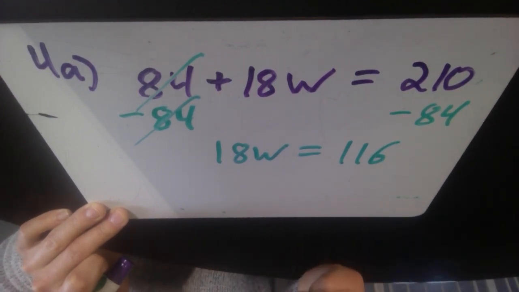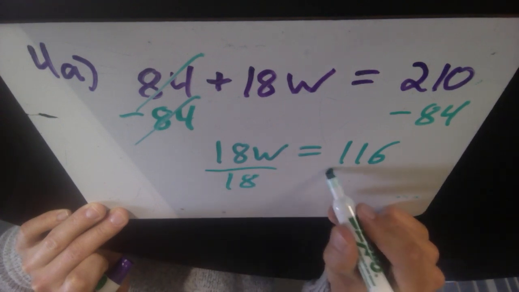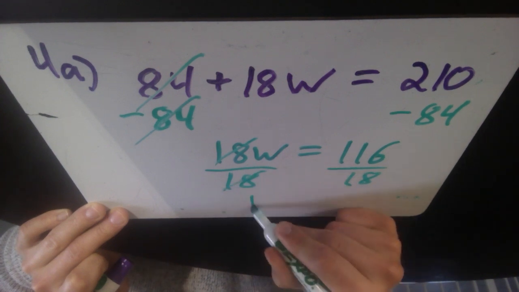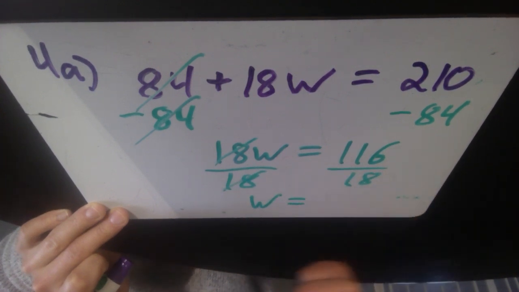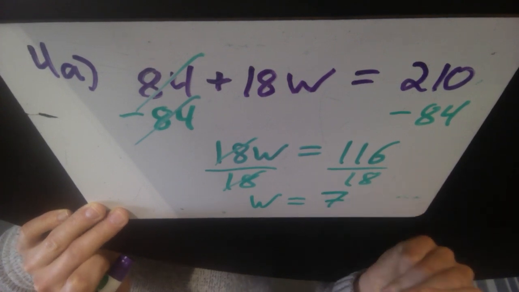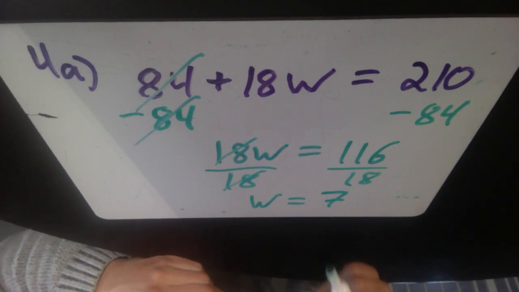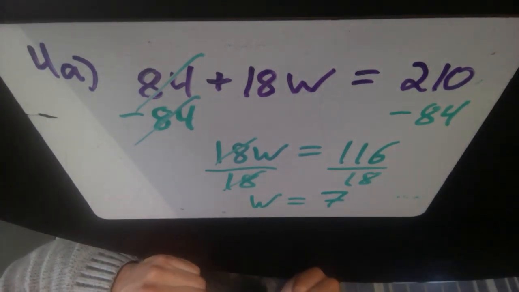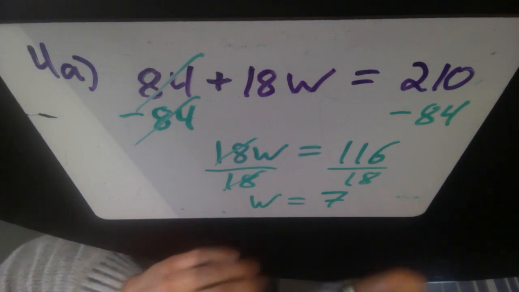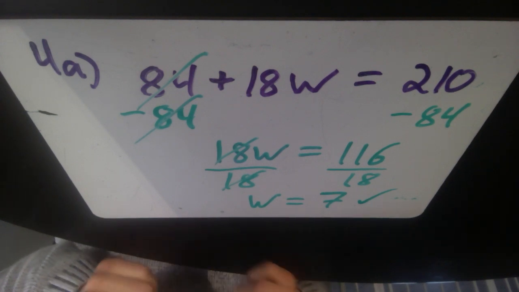Now, same thing I've done before. To get rid of this 18, I've got to divide by 18. Got to do the same thing on the other side, divide by 18. These cancel out. I am left with W equals 126 divided by 18, which should be 7. So it is going to take 7 weeks for Jeremy to save up to $210, and that's if he's putting $18 per week in his account. So W equals 7. So 2 marks there for question 4A.